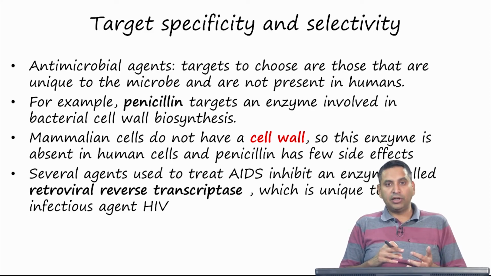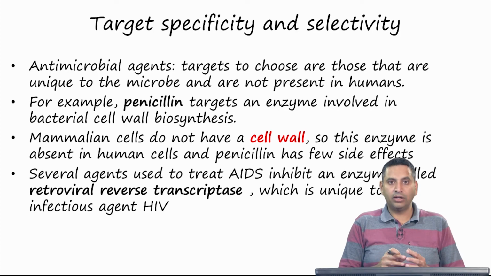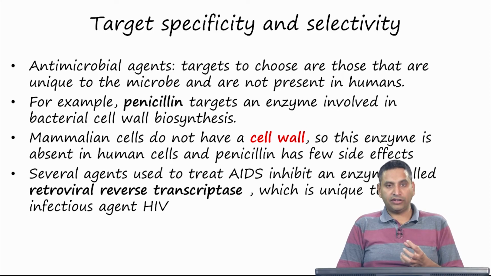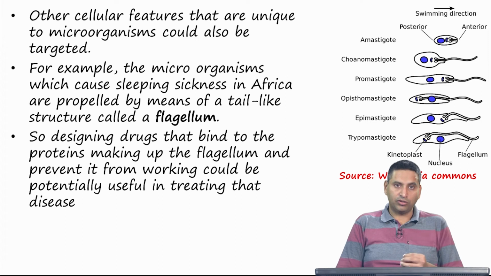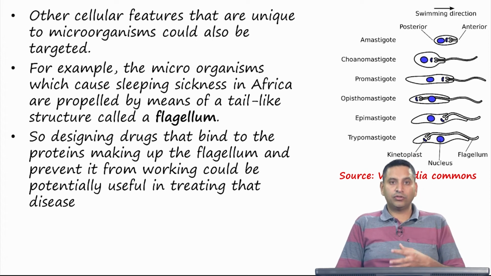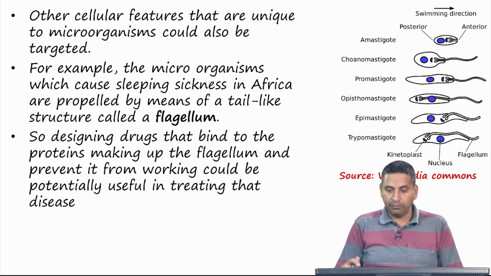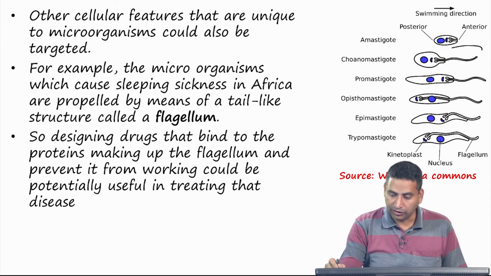There are also other agents which are used to treat AIDS, which is acquired immunodeficiency syndrome, and these inhibit an enzyme called retroviral reverse transcriptase. This enzyme is unique to the infectious agent HIV. So, there are other cellular features that are unique to microorganisms that could also be targeted. So, for example, the microbe which causes the sleeping sickness in Africa is propelled by means of a flagellum.